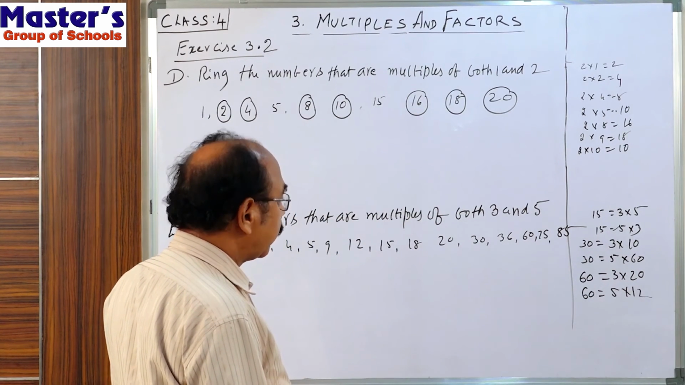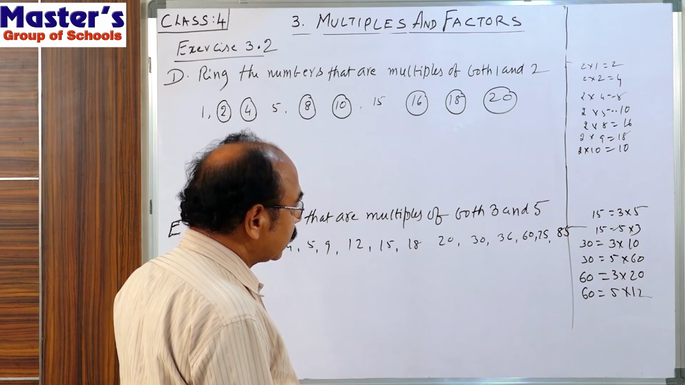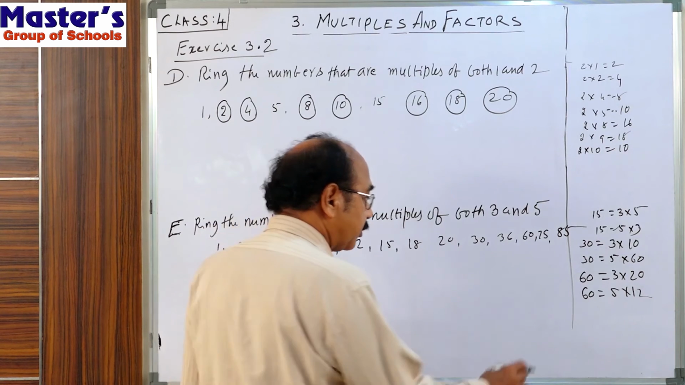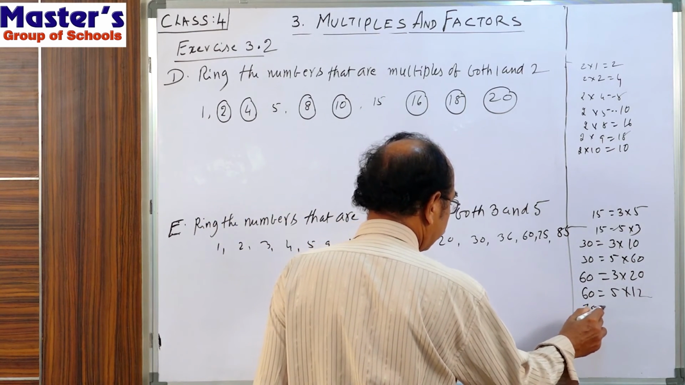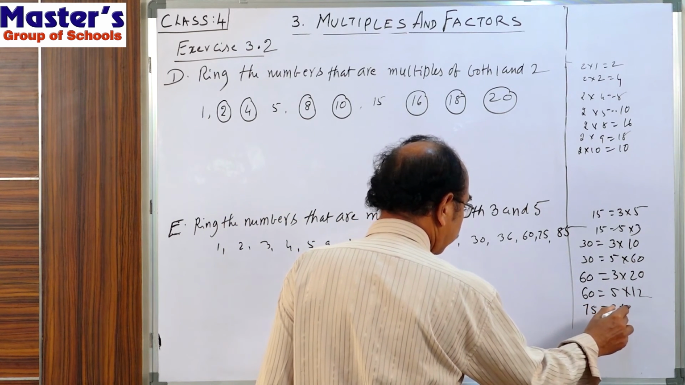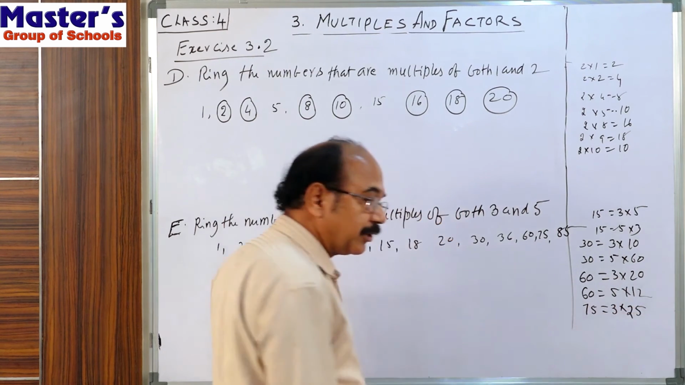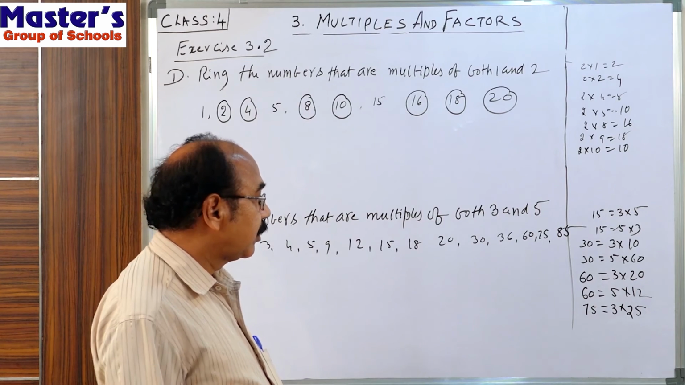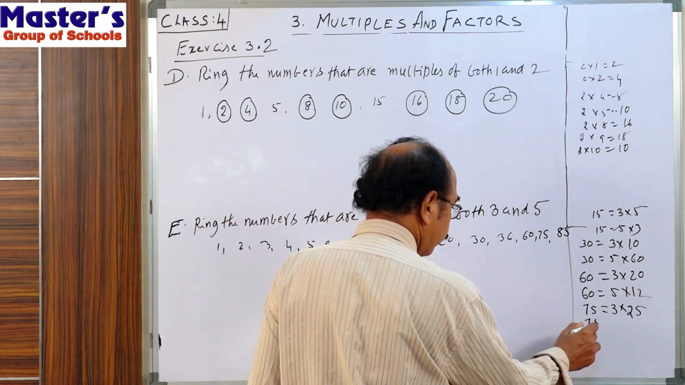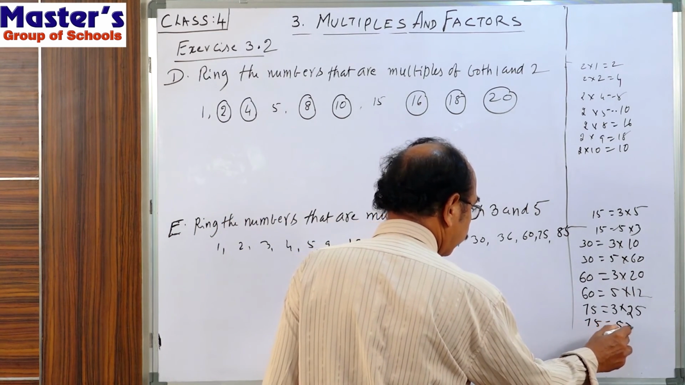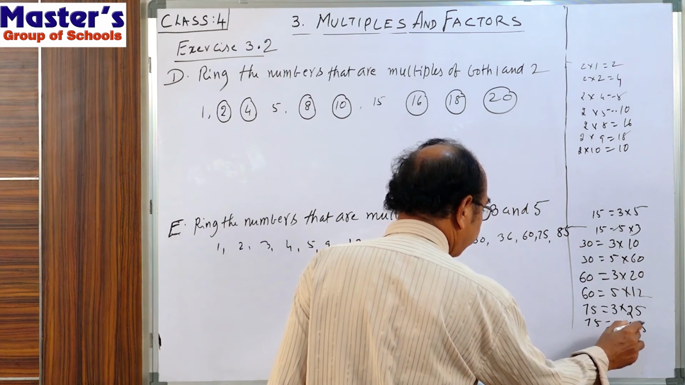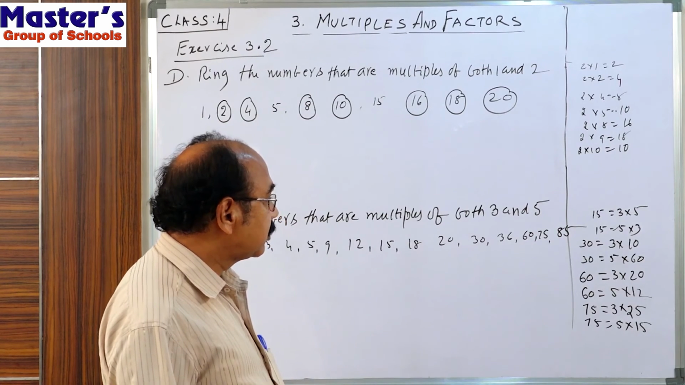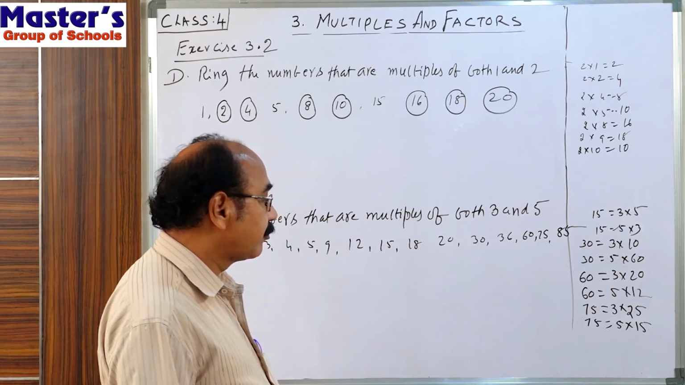Okay. And 75. See children. With the 3 you tell, 3 twenty-fives are 75. Now with the 5 table tell, 5 fifteens are 75. So 75 we can mention.